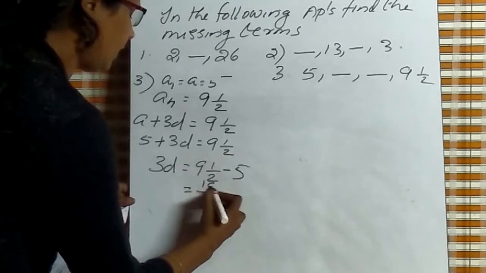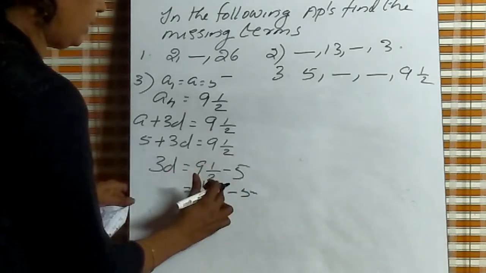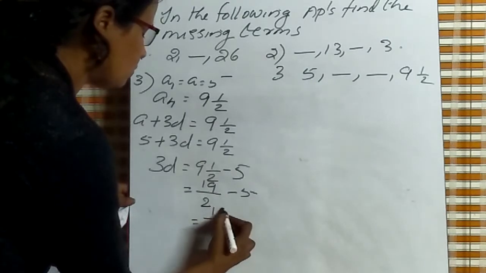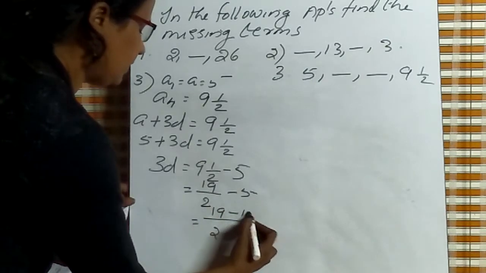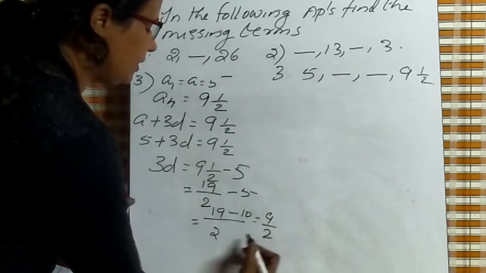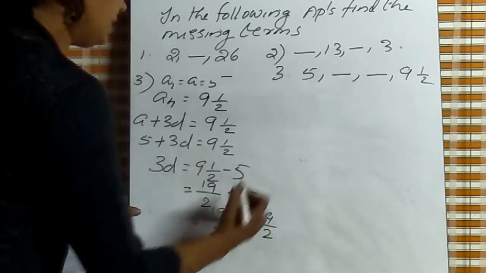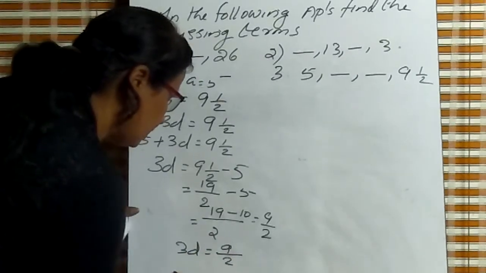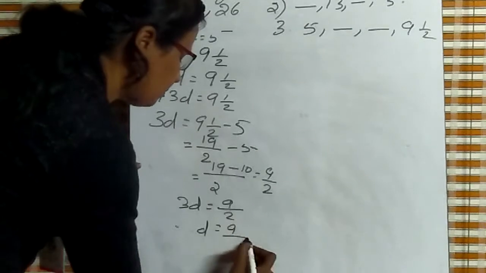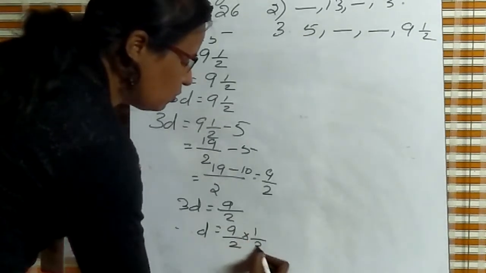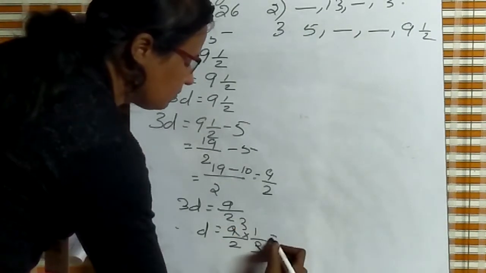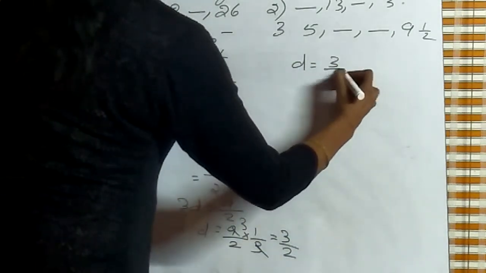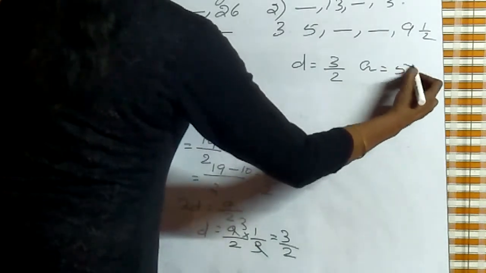9.5 minus 5 is 19 by 2 minus 5. That is 19 minus 10 over 2, which is equal to 9 by 2. So 3D is equal to 9 by 2. Therefore, D is equal to 9 by 2 divided by 3, which means into 1 by 3. 3 cancelled. So D is equal to 3 by 2. And A is equal to 5.